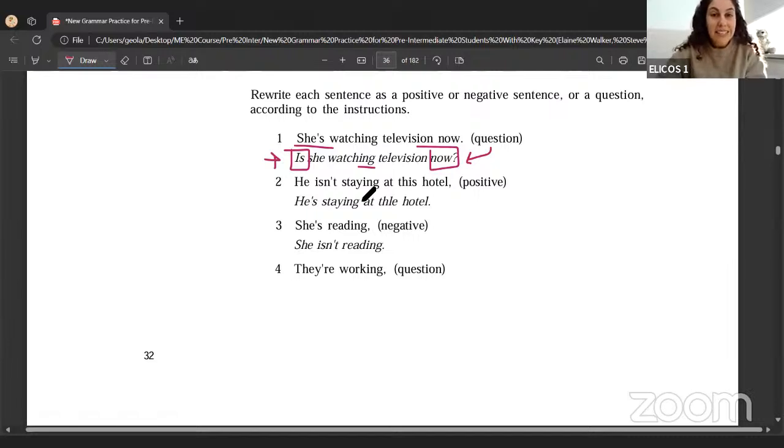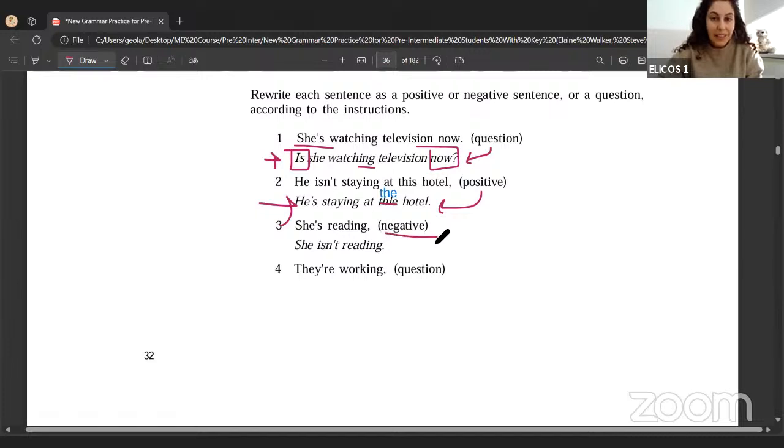Number two, he isn't staying at this hotel. That's a negative. I want to make it a positive. He's staying at the hotel. Just be careful, there's a spelling mistake here. So it's true information, and it's exactly where this person is. He's staying at the hotel right now. As I'm speaking to you, he is in the hotel. He's staying in the hotel.